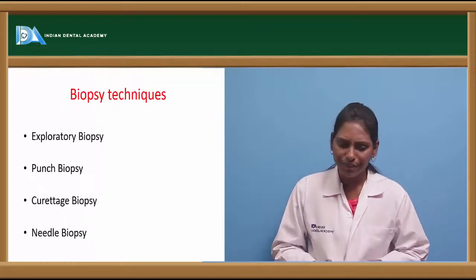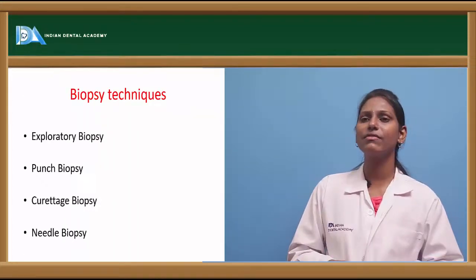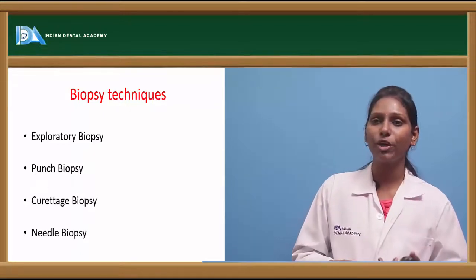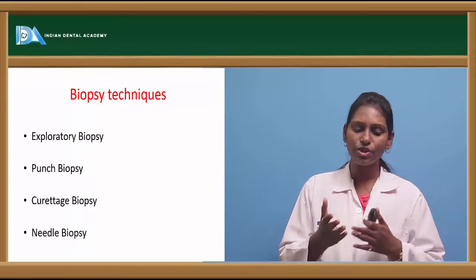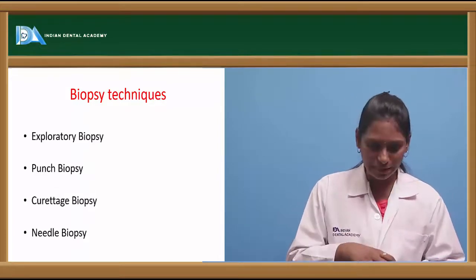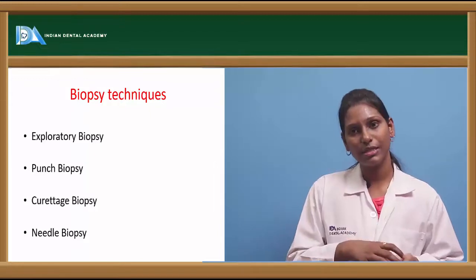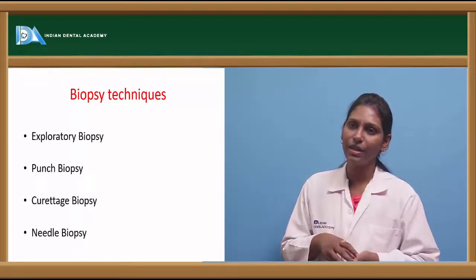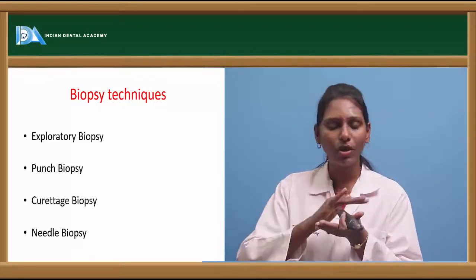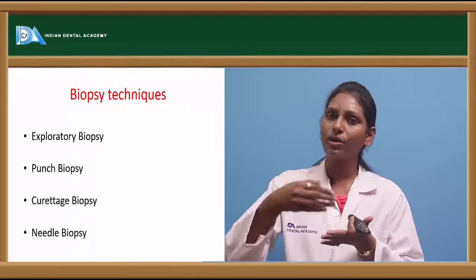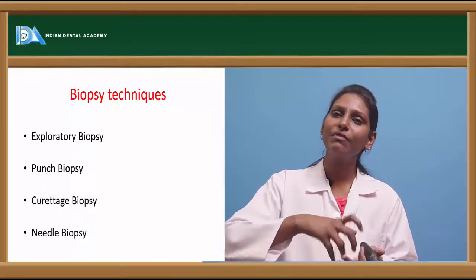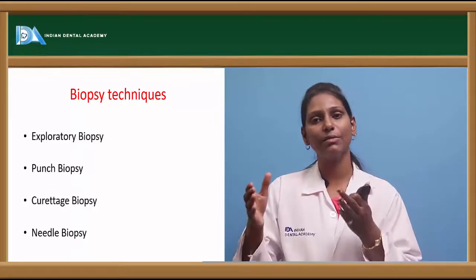And then coming to biopsy techniques, we have various techniques, and I will list them out. The first one is exploratory biopsy. Exploratory biopsy is usually done in case of any internal lesions, for example within the viscera or intraosseous lesions. How do we do the exploratory biopsy? All the overlying tissue is removed and we go deep into the area wherever the lesion is situated, and then we bring out a tissue specimen from that. That is exploratory.